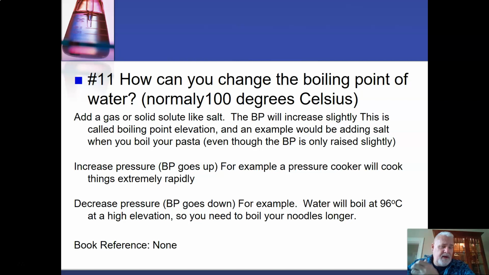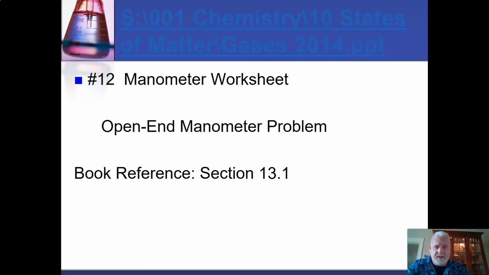is water boils at about 96 degrees in Denver, Colorado. And sometimes they even put special cooking instructions. You have to cook it a little bit longer at high elevations because the water just doesn't make it up to 100 degrees because there's not as much pressure pushing down. And that's what boiling is, when the liquid overcomes the atmospheric pressure. So if you got that, you're in pretty good shape with number 11 with these definitions.